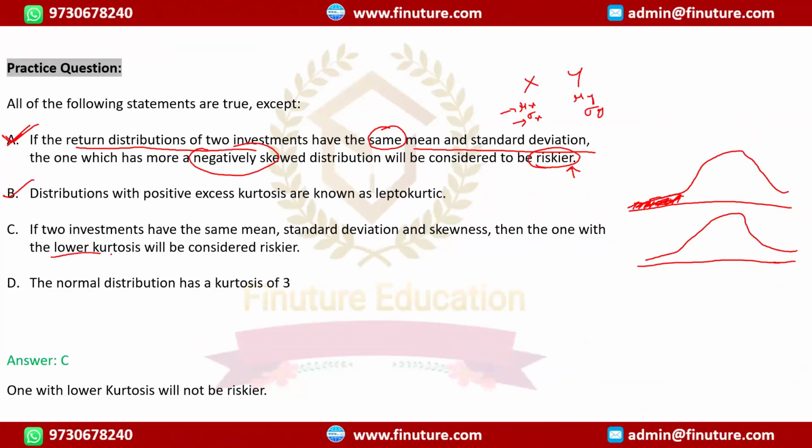Yeah. Lower kurtosis will be considered riskier. So platykurtic is not less risky. Leptokurtic is the one with a higher peak and the thinner tail.